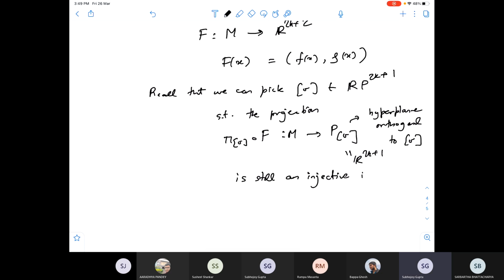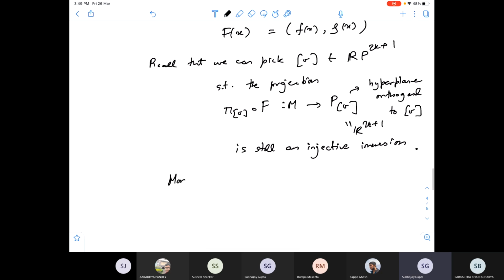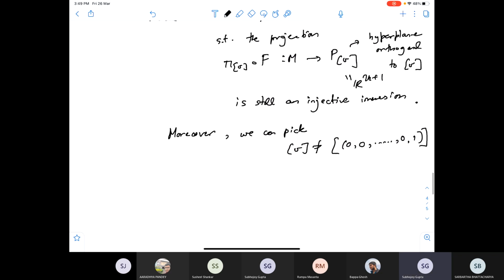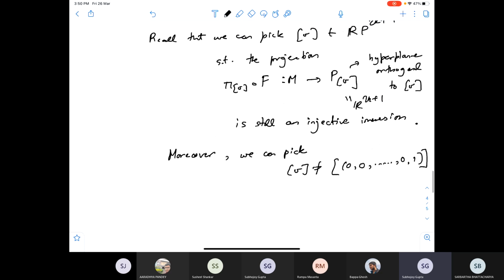So we know that we can do that, right? And moreover, we know from that argument that there are lots of choices of v. So we can pick v not equal to the direction given by 0, 0, 0, 0, 1. We have a full measure set of points we can pick, so if we don't want this particular point, we can avoid it. We'll see why this is going to be important.